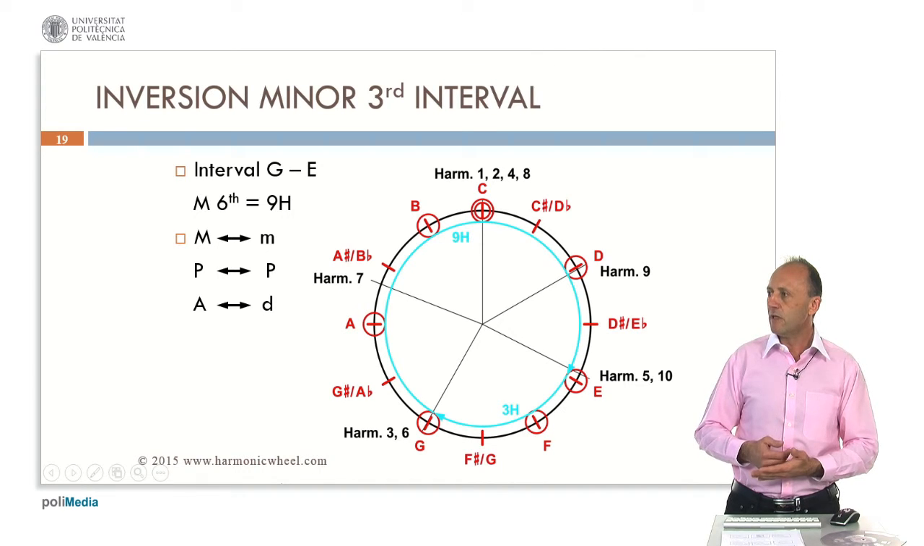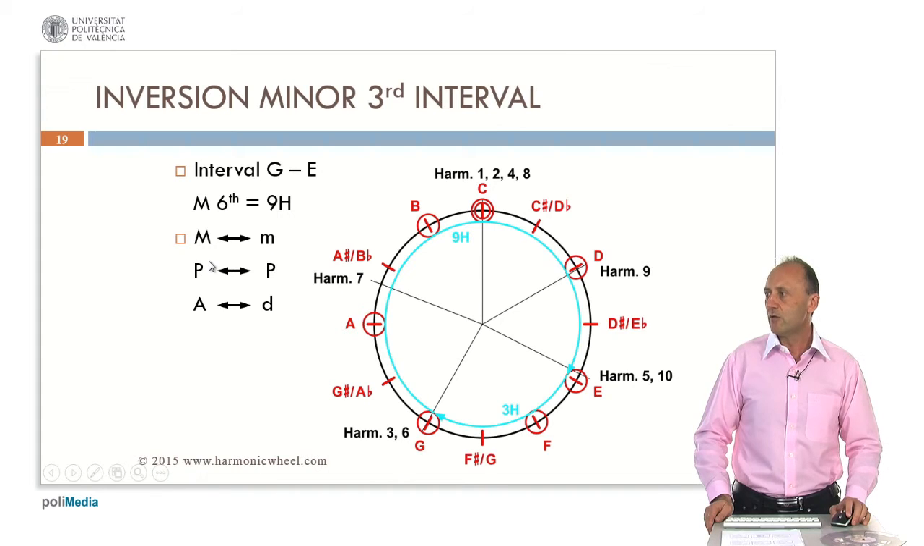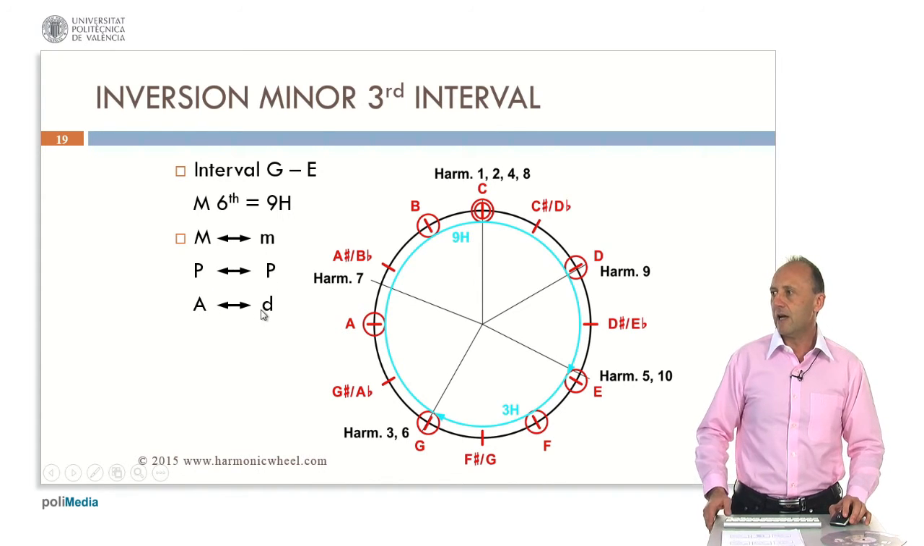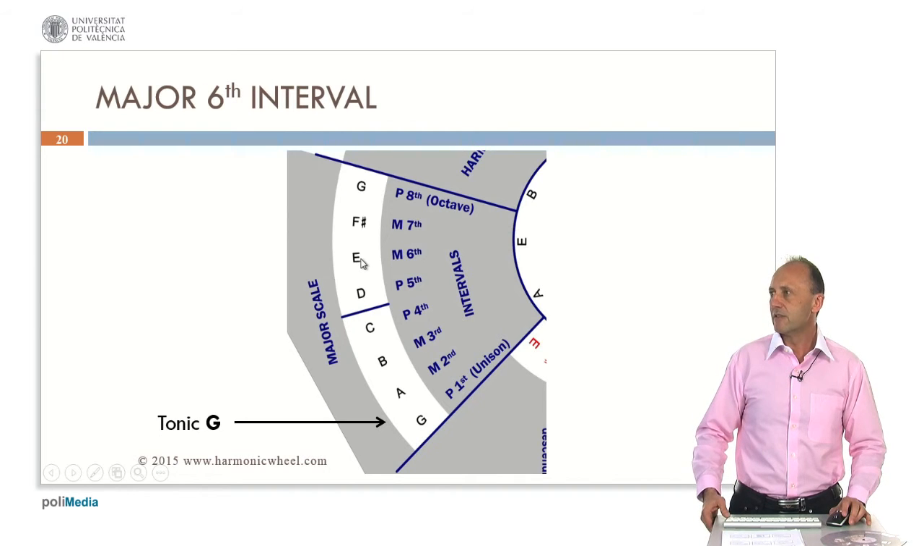It means that when we invert the minor third interval, we will obtain 1 more half step than in the previous case. That's the reason why when we invert a major interval, we obtain a minor one, and vice versa. When we invert a perfect interval, we obtain a perfect interval too, and when we invert an augmented interval, we obtain a diminished one, and vice versa. Here we can verify that the interval from G to E is a major sixth.